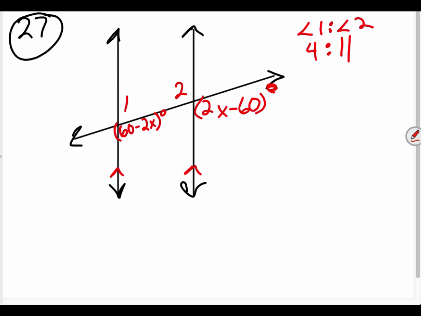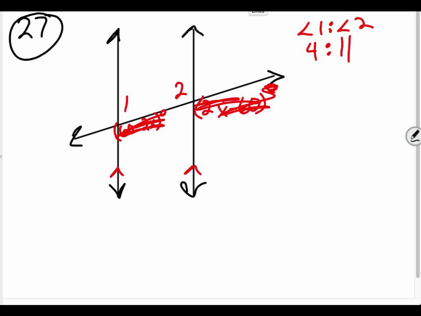Oh, so this example that I've drawn is for problems 27 and 28. So we're really only focusing on angle 1 and angle 2. So we really don't even need this. That's for example 28, so that doesn't matter. Well, what do I know about angle 1 and angle 2? They're part of parallel lines, but what kind of angles are they?